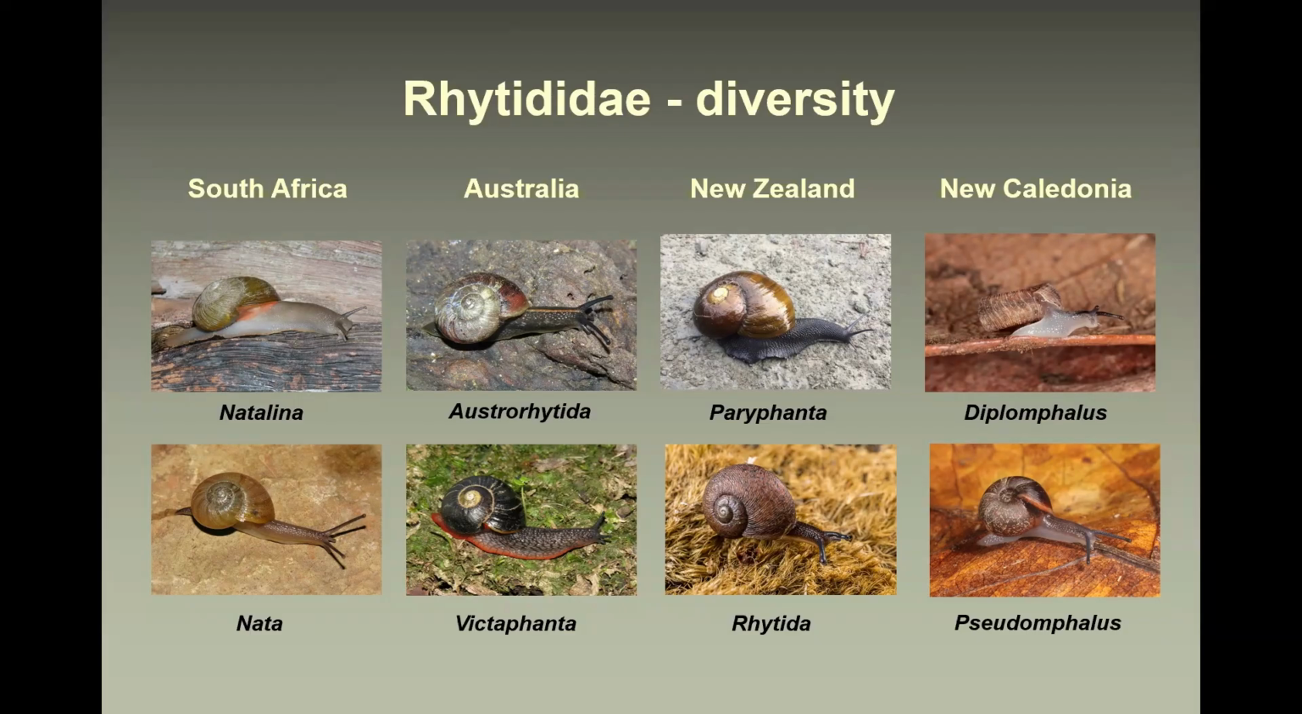In New Caledonia, there's a bunch of them there too, rather more unusual ones. This one is biconcave, very interesting little snails, and these two rather bizarre looking Rhytidids. There are more conventionally looking ones there too as well.